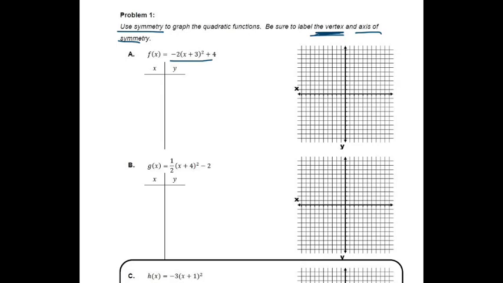So the vertex is whatever's added or subtracted on the inside, so that's -3, 4. And it's -3 because everything inside the parentheses is backwards. Or a different way of thinking of that is I just took the function, this x plus 3, and set it equal to 0. So x plus 3 equals 0, so x equals -3.